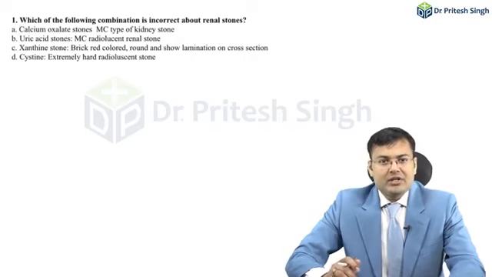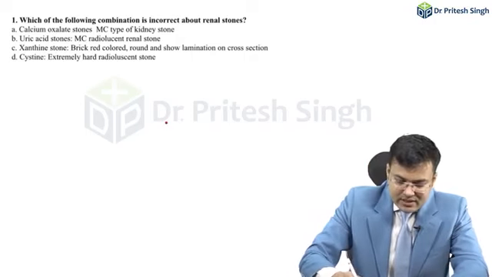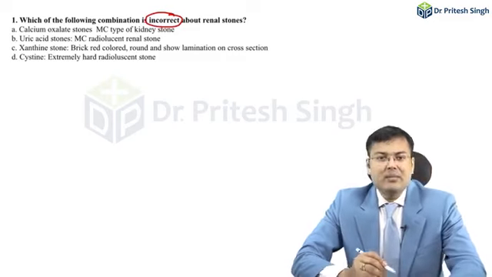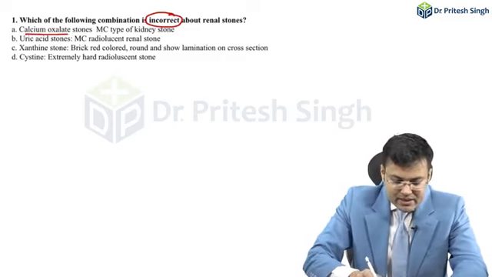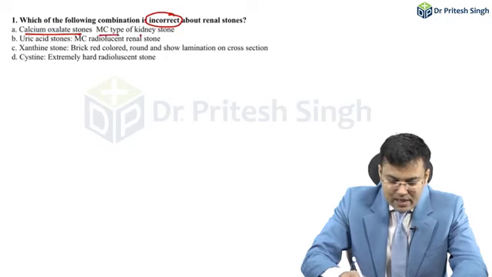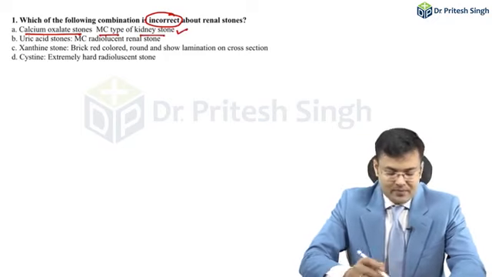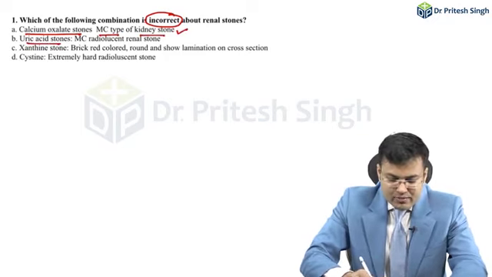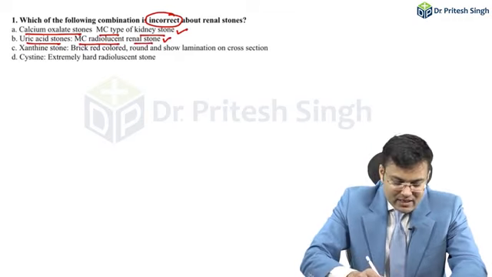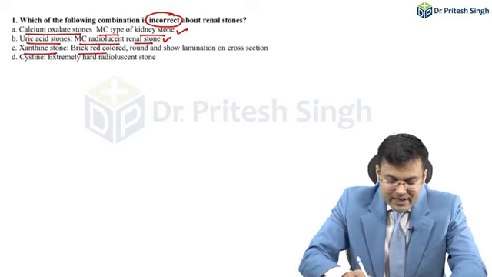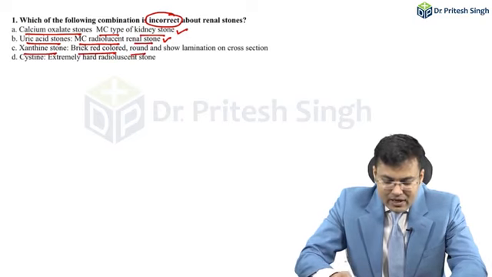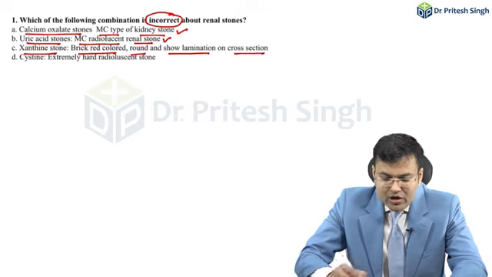Now have a look at this question. Which of the following combinations is incorrect? Incorrect about renal stone. First, calcium oxalate stone is the most common type of kidney stone. This is correct. Uric acid stone is the most common radiolucent renal stone. This is also correct. Xanthine stone is brick red colored, round, and shows lamination on cross section.